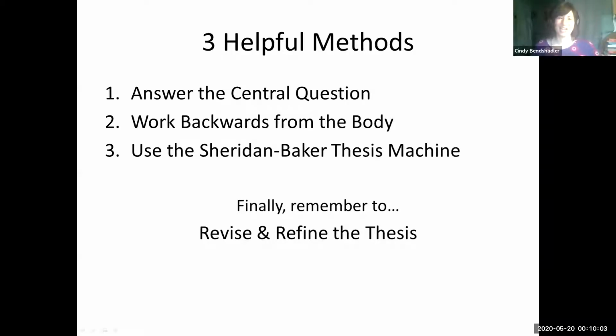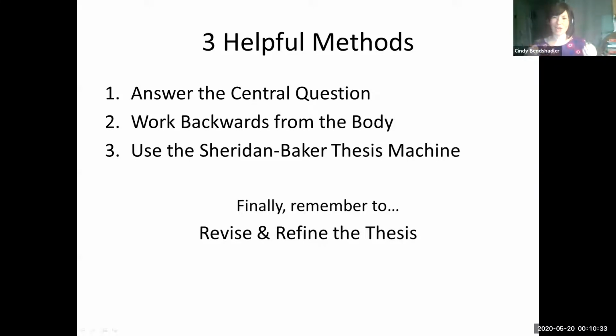So let's talk a little bit about how to create the thesis. Remember, the thesis statement is the brains of your essay, or the blueprint for your essay. Everything in your essay goes to supporting the thesis, explaining the thesis, defending the thesis, counter-arguing for it. So the thesis determines what goes in your essay, what belongs and what doesn't belong. It determines the reasons that you're going to include.